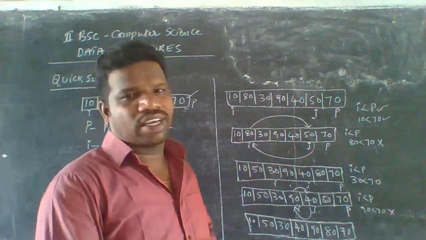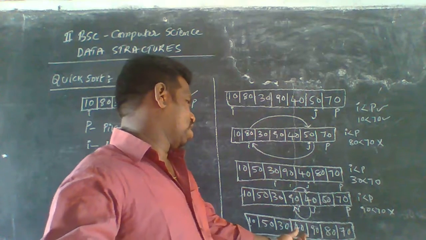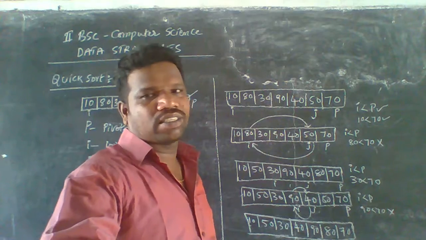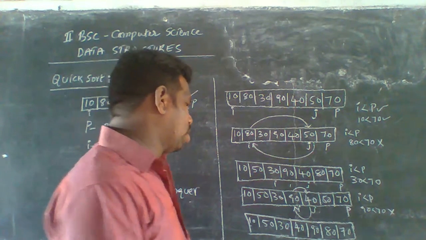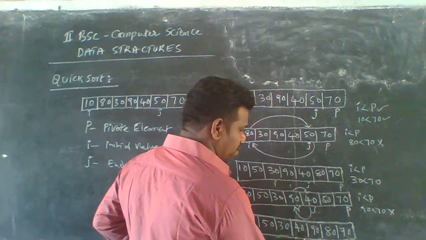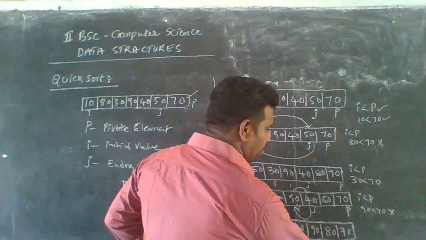Transform here. Okay, so now we have to swap the values 80 to 40, 90 will be taken as 40. Okay, so now the i value will be given here and the j value comes to here, that's it. Here, this is the pivot number.